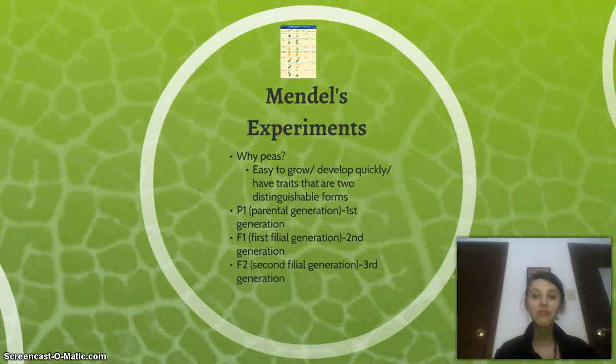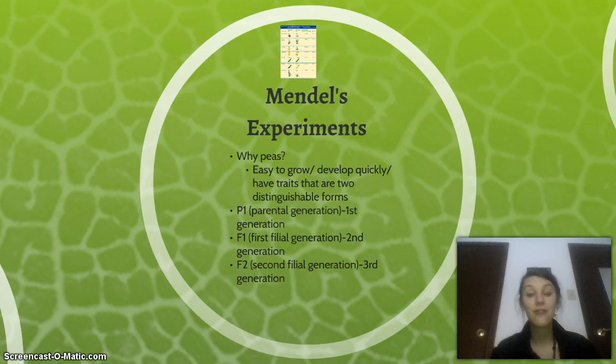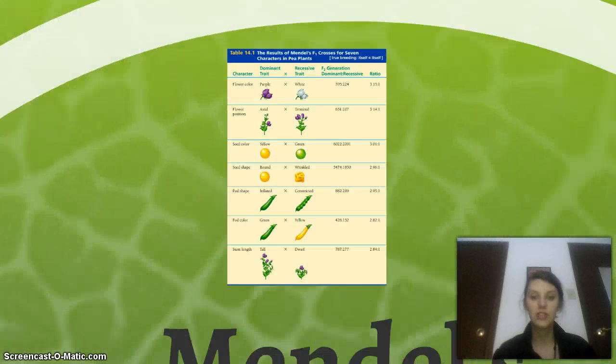All right, so Mendel's experiment. Why did he use pea plants? First of all, pea plants are really easy to grow. They develop quickly, so you're not waiting forever to get to the next generation. And then they have traits that are two distinguishable forms. So we'll look at that for a second.